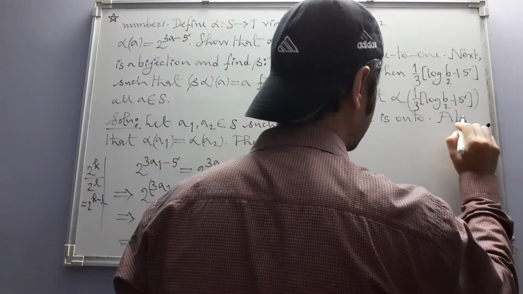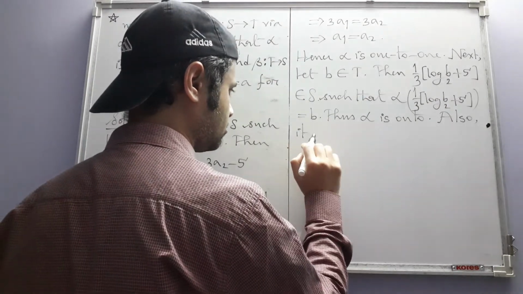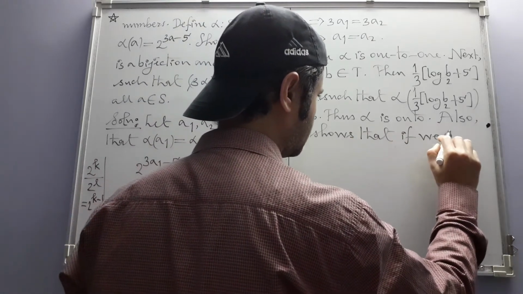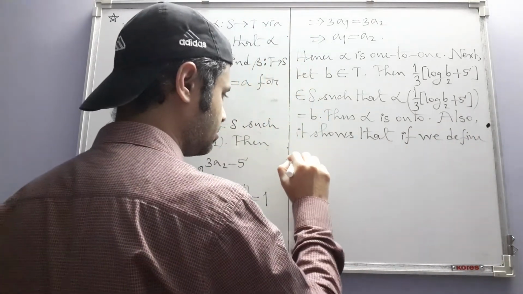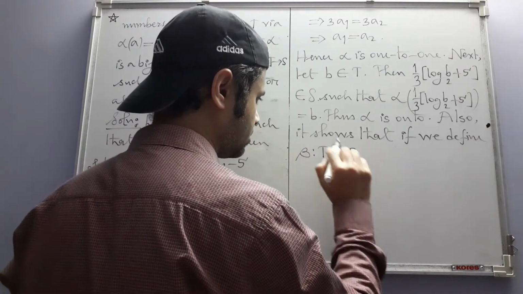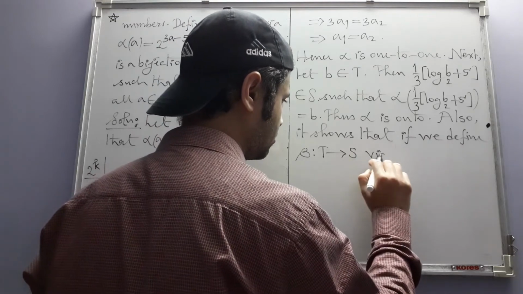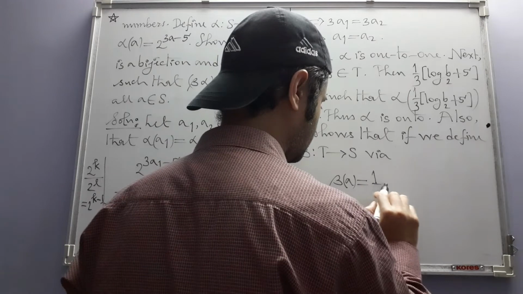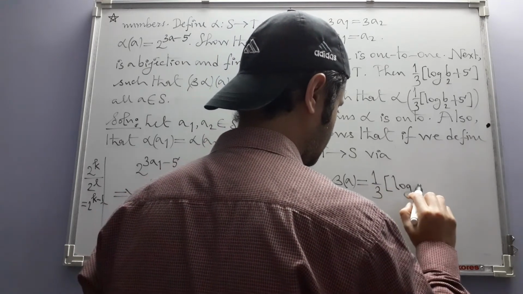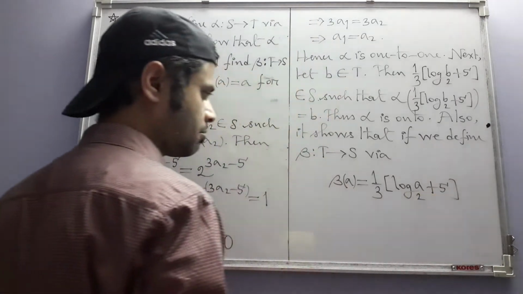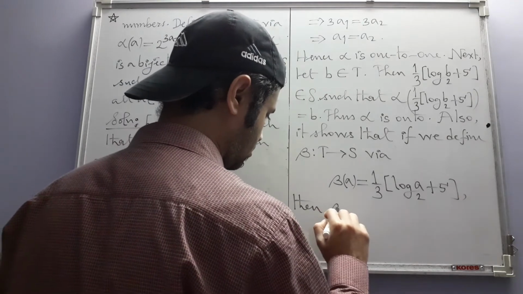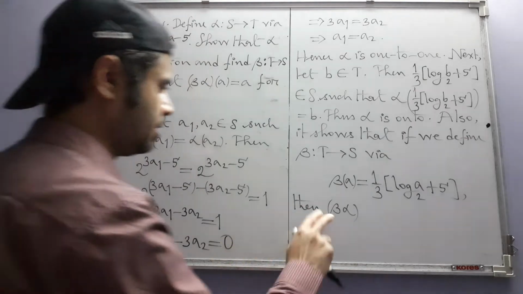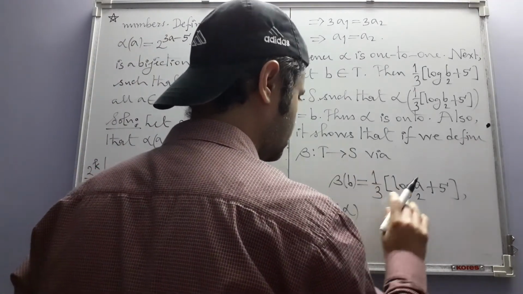Also, if we define the function beta from T into S by this formula, beta A equal to... here also we are writing A. Here also we are writing A. That may create some confusion. Let's keep B.